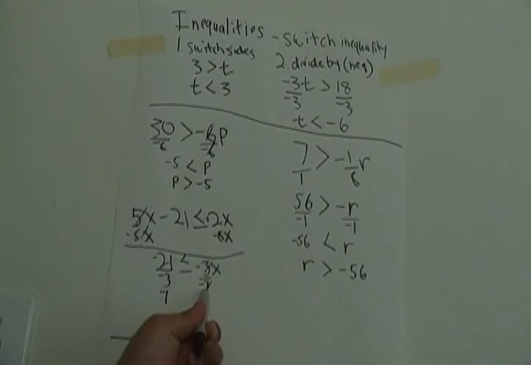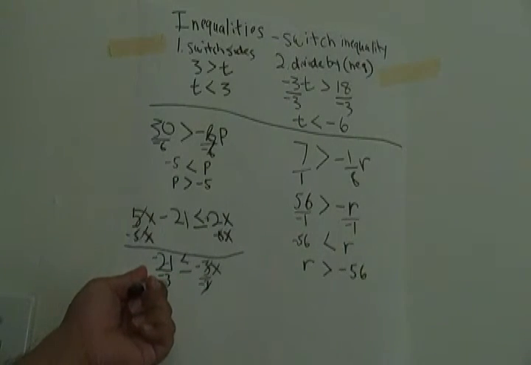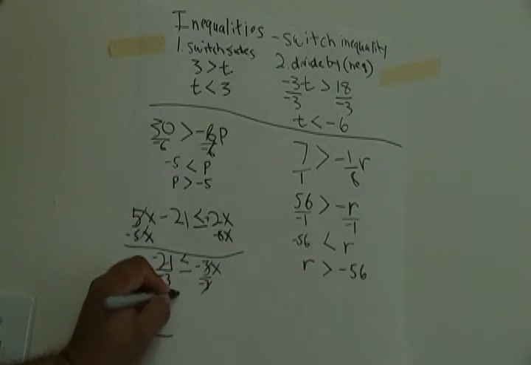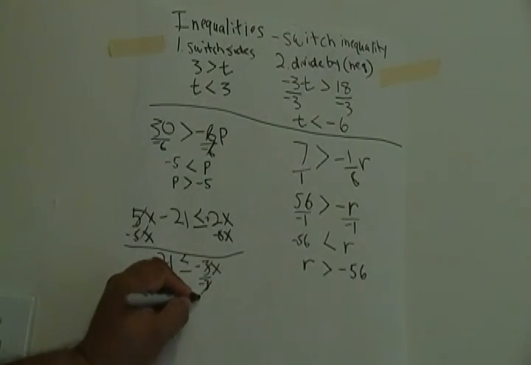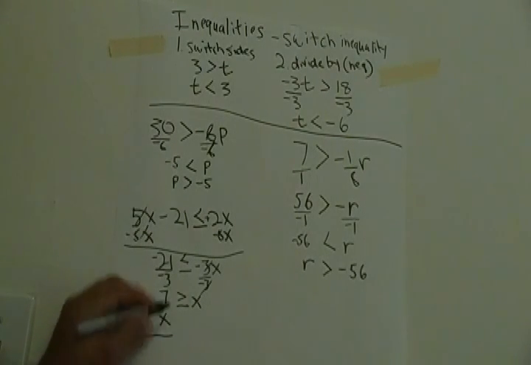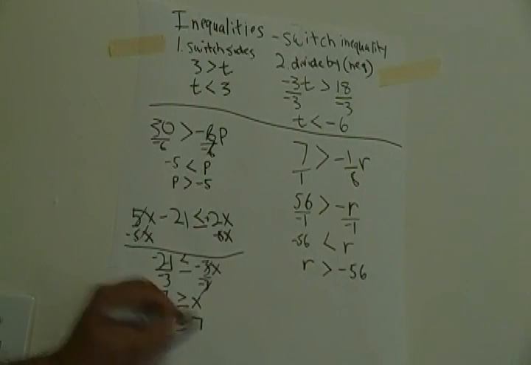Because we divided by a negative number, we have to switch the sign from less than to greater than or equal to, so 7 is greater than or equal to x. But because the x is on the right side, we have to bring it to the left, so the sign switches again. So instead of greater than, it becomes x is less than or equal to 7.